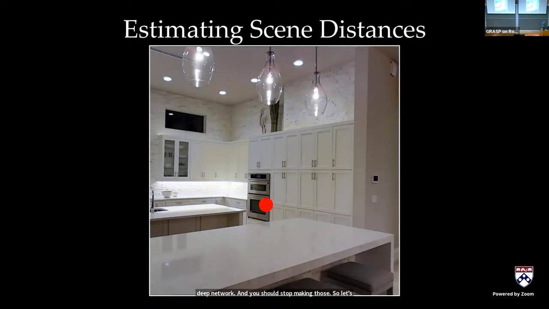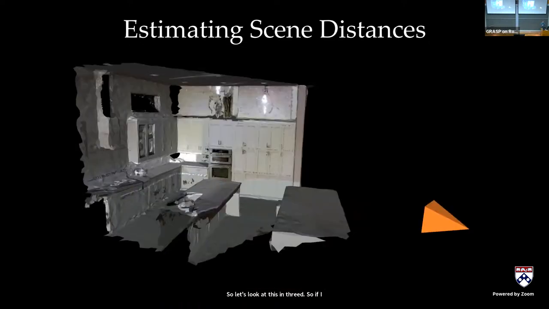So let's look at this red ray that goes through the scene. Again, this is a pixel in an image, so it corresponds to a ray going out to 3D. So I say, what's the distance function for the points along this ray? You say, oh, David, that's so easy. The ray intersects the oven. All I have to focus on is the oven, and I'm set. So let's look at this in 3D. If I rotate out, here's the scene again. The camera is in orange, and I can draw the ray. The ray goes out to the oven. The network has to estimate the distance at all the points along this ray. This seems pretty easy. Just focus on the oven.